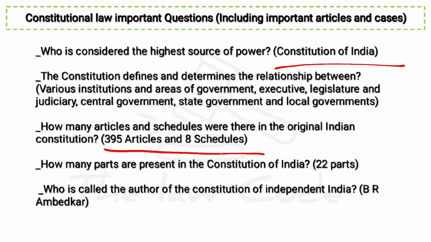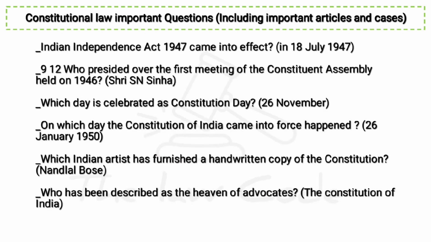How many parts are present in the Constitution of India? 22 parts. Who is called the author of the Constitution of Independent India? Dr. B.R. Ambedkar. Indian Independence Act 1947 came into effect in 18th July 1947. On 9th of December, who presided over the first meeting of the Constituent Assembly held in 1946?